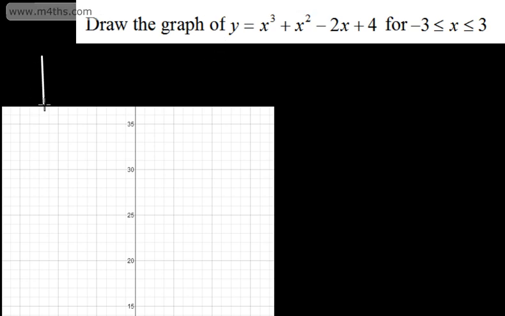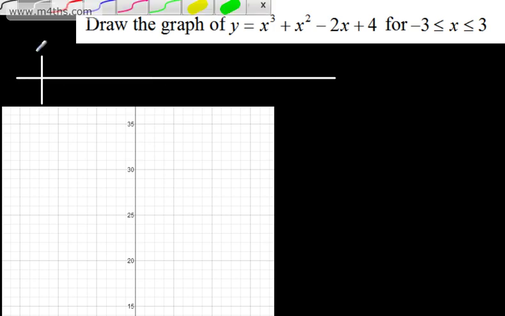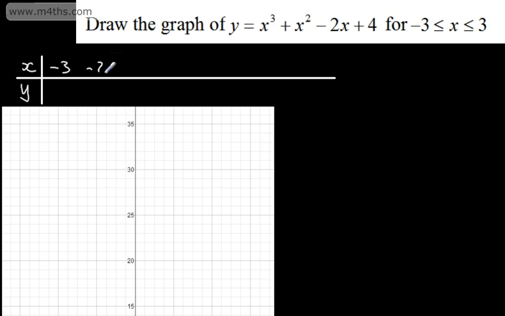What I like to do here is just put up my table of values. I put the x coordinate and the corresponding y coordinate below. So we're going to have our x coordinates just here and our corresponding y coordinates here. So we're starting at negative 3, negative 2, negative 1, 0, 1, 2 and 3.